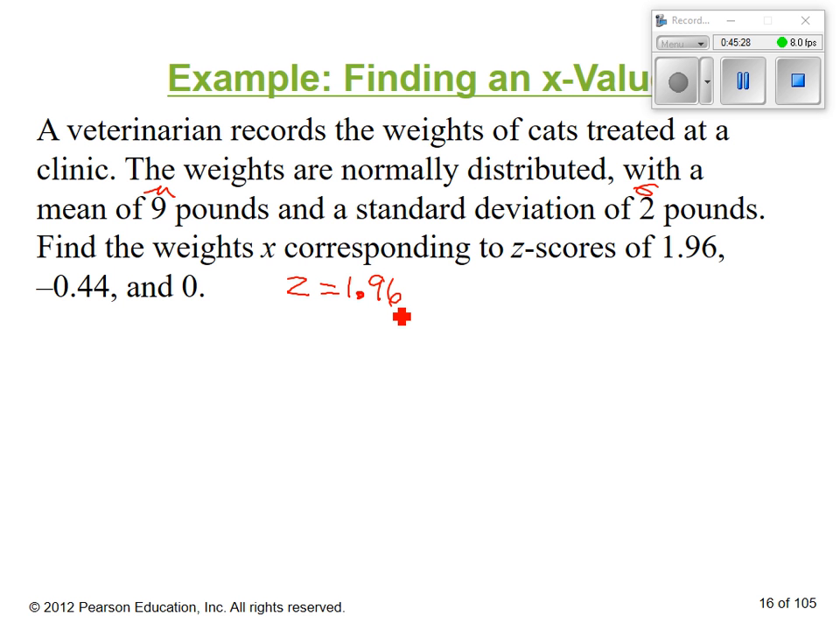So we got 1.96. What we're going to do to change that into an X value is use that formula. X equals, somebody help me out, what was that formula? Change it from Z to X. X equals mu plus Z times sigma. Yes, sir. So all we're going to do is plug in here. Somebody using their calculator, help me. Mu is 9. Z is 1.96 times sigma, which is 2. What do you get when you plug that in? 12.92. So that cat should weigh about 12.92 pounds.